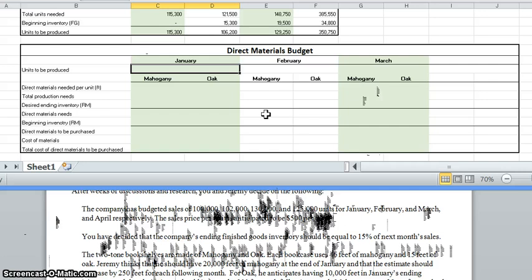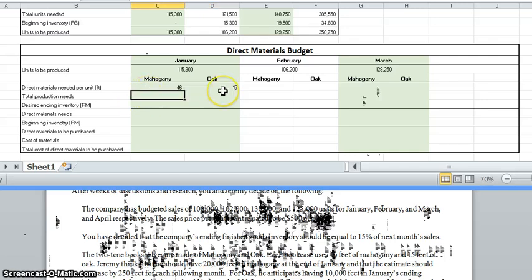So units to be produced, again, we're going to grab this from our production budget. 115,300 for January, 106,200 for February, 129,250 for March. And then we're going to have to put in how much of direct materials is needed for each unit. So to produce one bookcase, how much mahogany and how much oak do I need? According to the problem, we need 46 feet of mahogany and 15 feet of oak for every bookcase.